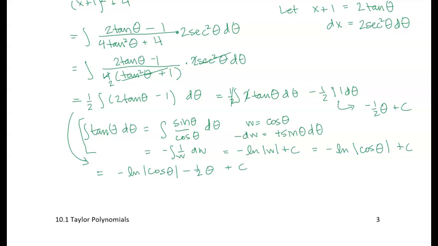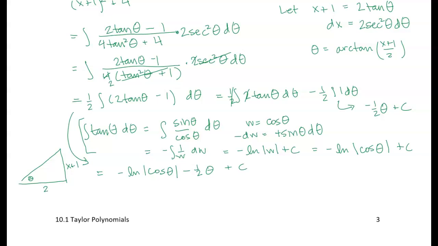All right, but now I have to go back to x. So I can go back up to my substitution, and I know that theta has to be equal to the arctangent of x plus 1 over 2. Okay, so I can do the theta, but in order to get the cosine, I probably have to draw the triangle. So let me draw the triangle off to the side here. This is theta. And I know that tangent of theta is going to be x plus 1 over 2.